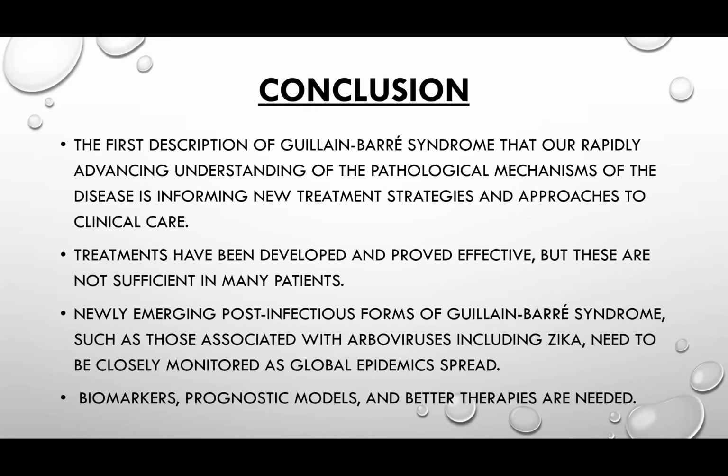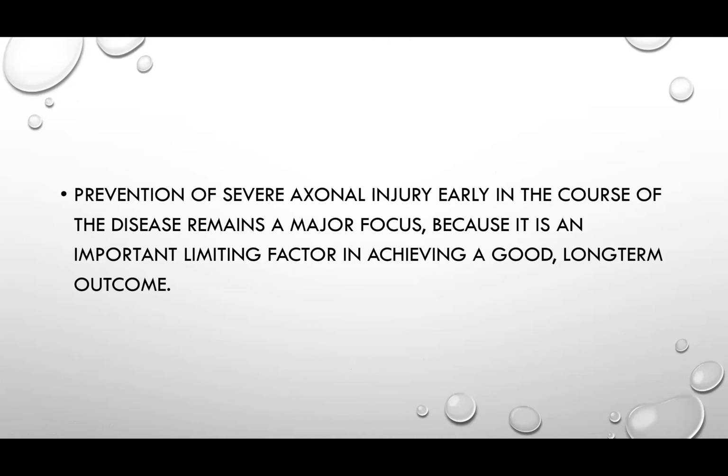Even COVID also, for that matter; it was not known when the article was written. There was no COVID then. Now, COVID and GBS, we know. Biomarkers, prognostic models, and better therapies are needed. Prevention of severe axonal injury early in the course of the disease remains a major focus because it is an important limiting factor in achieving a good long-term outcome.